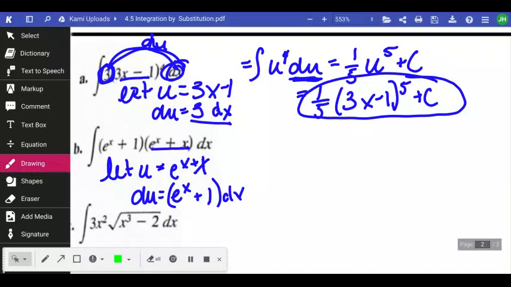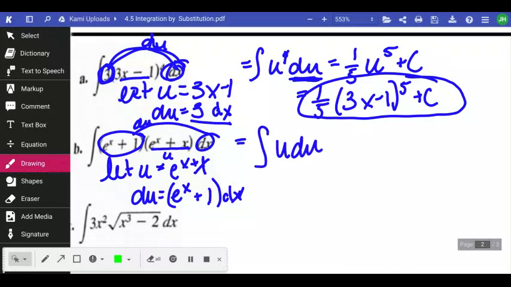So this guy will be replaced with u, and these two things together will be replaced with du. Okay. So then what will this integral be? Anyone brave enough? U du. It is u du. Awesome.